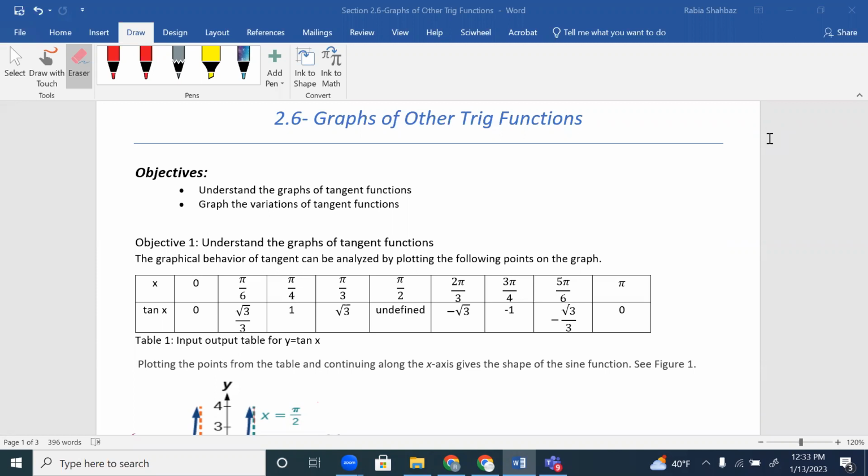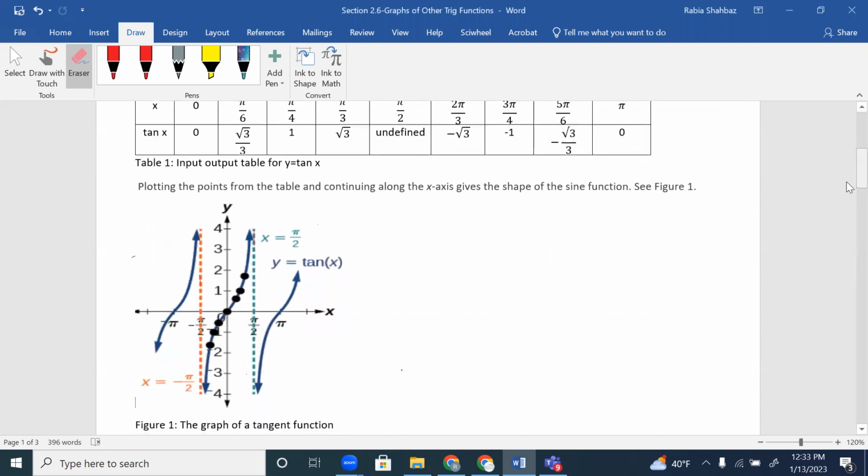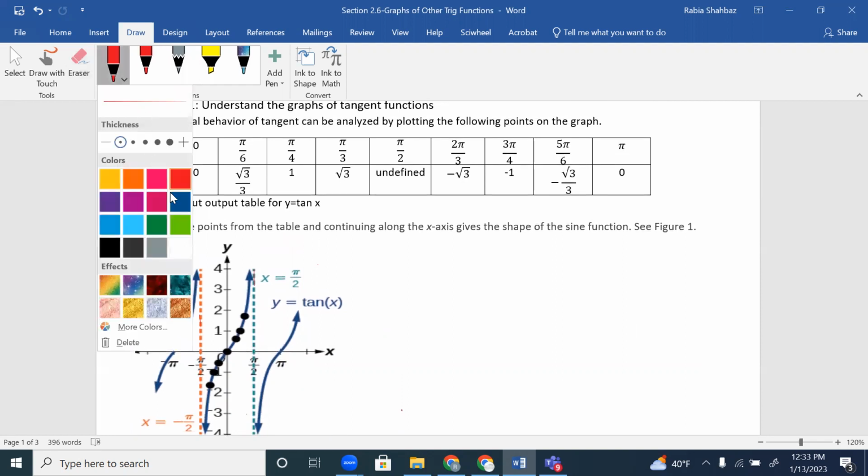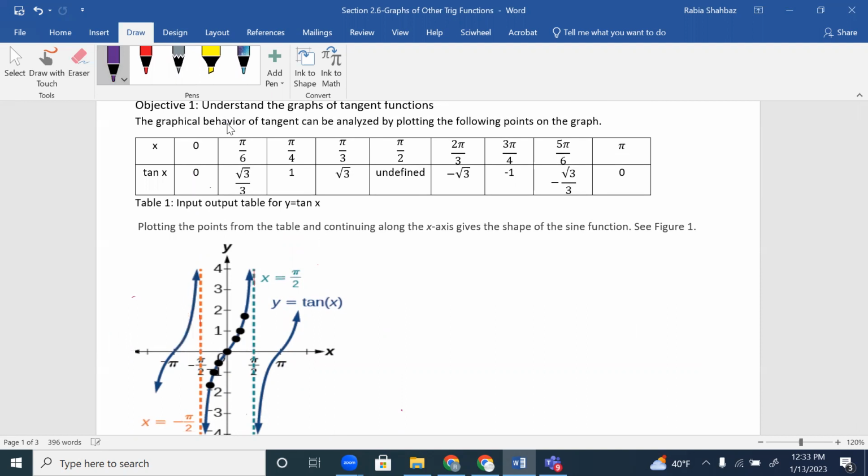Just like I used the table values of some of the common angles from the unit circle to look at the shape of the graph for sine and cosine functions, I have a similar table for the tangent values of the common angles in quadrants 1 and 2. As you can see here, we know that tangent of 0 is 0. Tangent of pi over 6 is root 3 over 3. I'm going to get a decimal approximation for root 3 over 3, and that is about 0.577. Tangent of pi over 4 is 1.